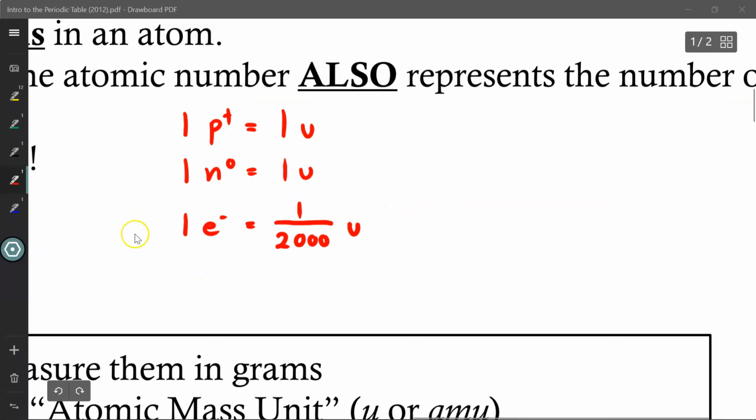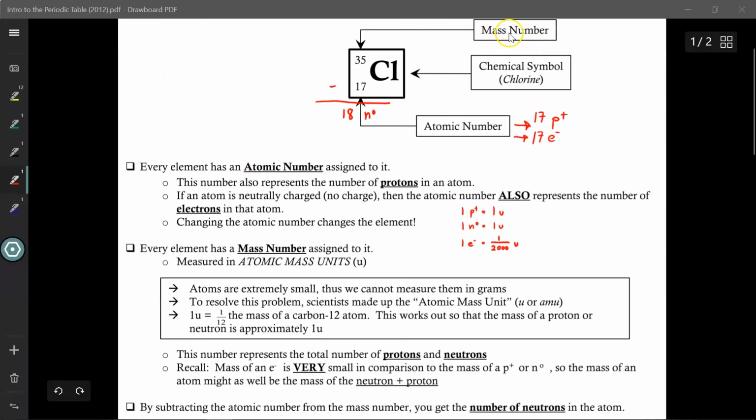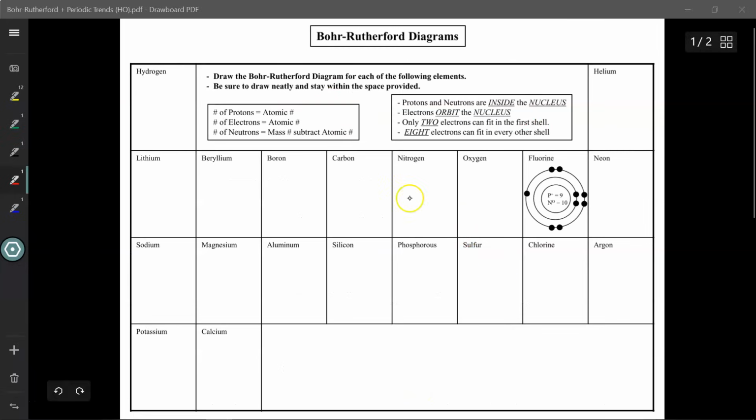We generally don't worry about the mass of electrons because they are very small in comparison to the mass of protons and neutrons, approximately 1/2000th of an atomic mass unit. So when you look at the mass number, you're really only talking about neutrons and protons. In grade 9, you learned about Bohr-Rutherford diagrams and how they can be used to represent atoms. So let's briefly review over this.